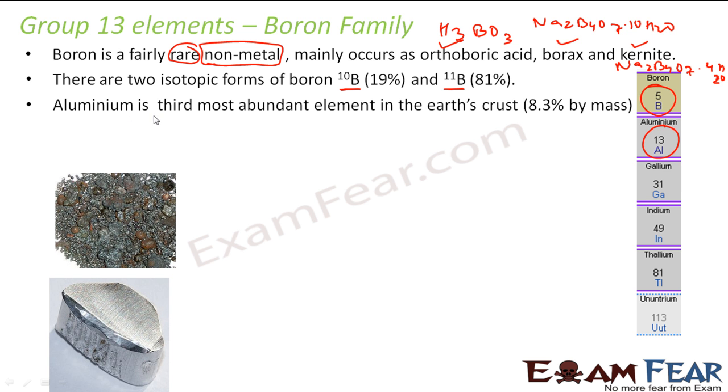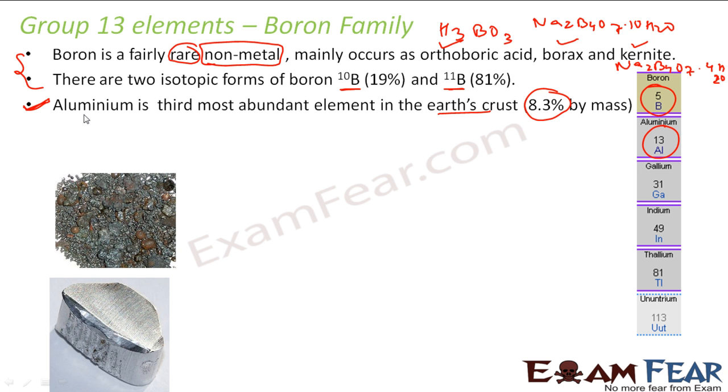Aluminium is the third most abundant element in the earth's crust. So it is pretty much available, and it is 8.3% by mass. You must have seen a lot of utensils in your home which are of aluminium, and it's used extensively in industry also, right? And boron looks like this. There are two forms of boron, crystalline and anhydrous. We'll talk about that. This is the crystalline form of boron. We'll also give you a picture of the anhydrous form of boron.